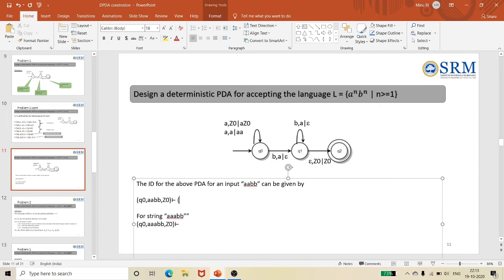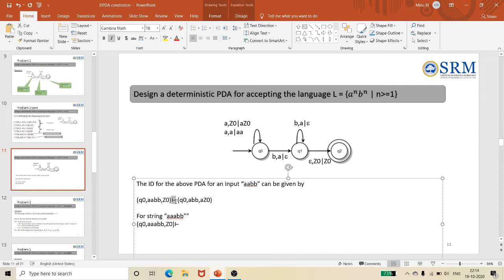So what happened in Q0 state? If it is A, it will be pushed, am I right? So again I will be in the Q0 state only. In Q0 state, one A is already read, so it is going to the next. So ABB, and that A is being pushed into the stack. So that is what is represented.